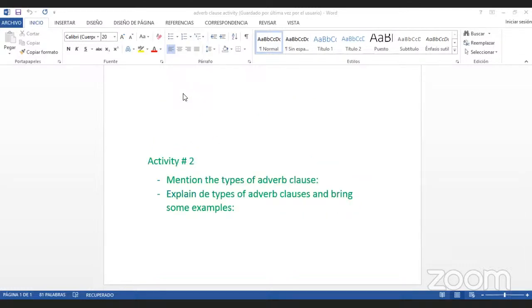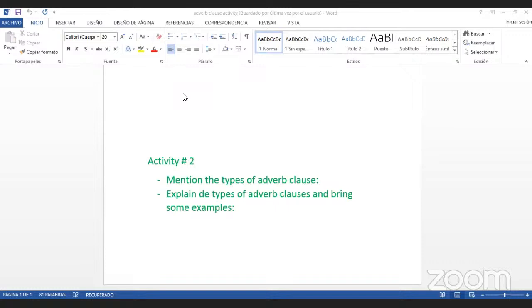Okay, with all the information that you can hear in the videos and in the reading and here in the class, you need to mention the types of adverb clauses. The types of adverb clauses are the information you received in the last video. They are time, place, condition, manner, cause, reason, effect, comparison, concession or supposition, and purpose.